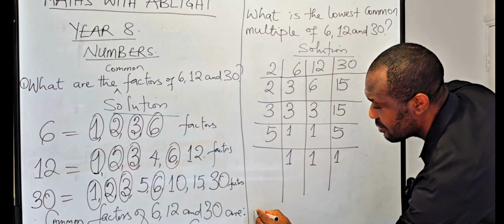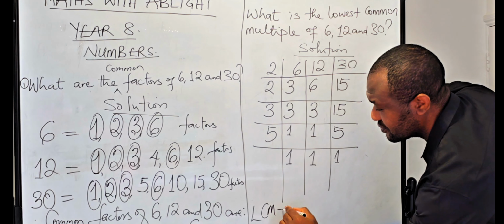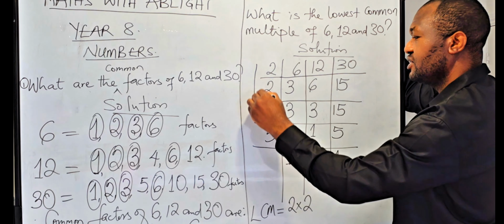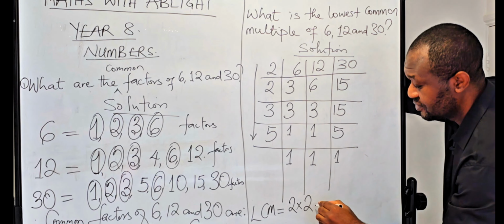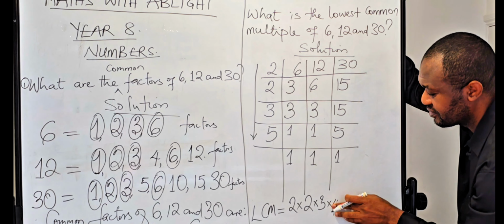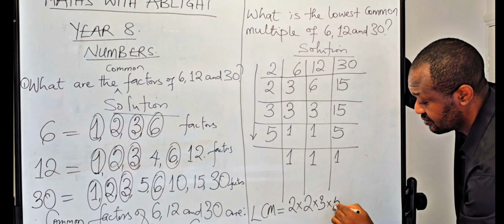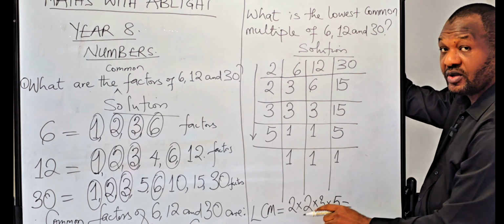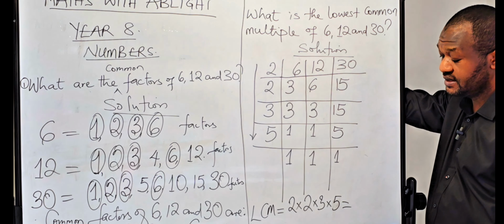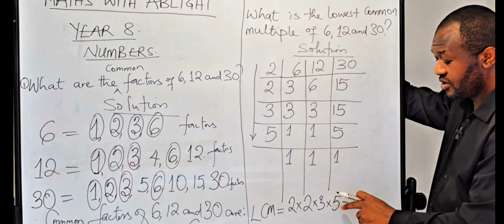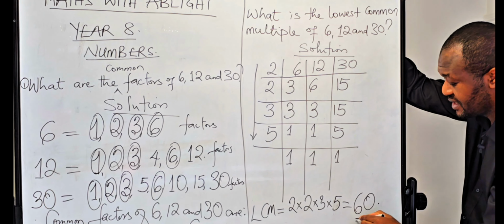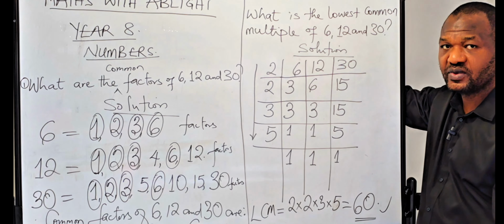So your LCM is equal to 2 times 2. You are going to take all these figures, times 3, times 5. 2 multiplied by 2 is 4. 4 multiplied by 3 is 12. 12 multiplied by 5 will give you 60. So the LCM is 60. And that is your answer for that question.